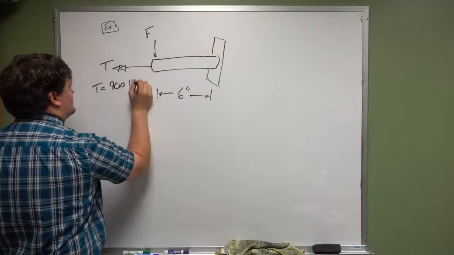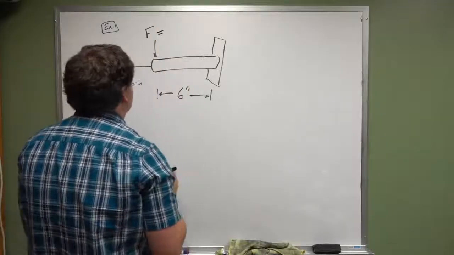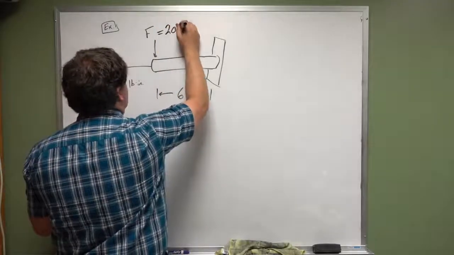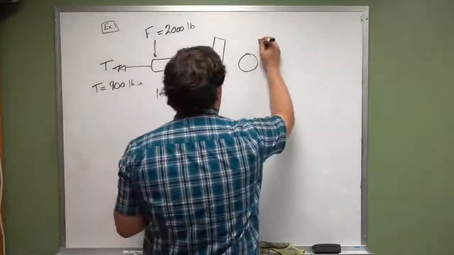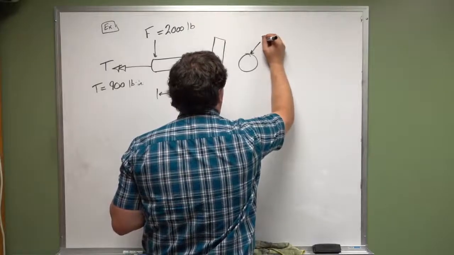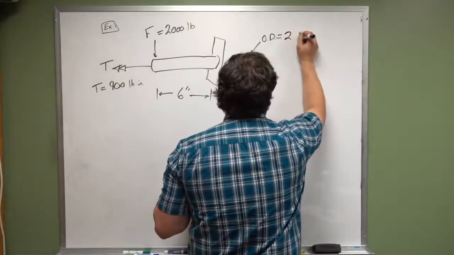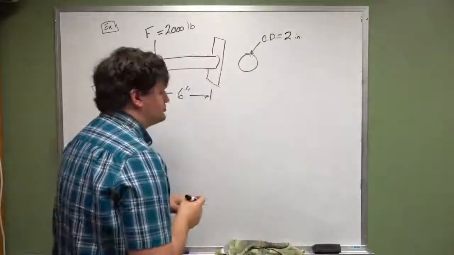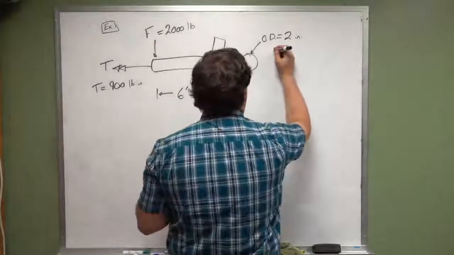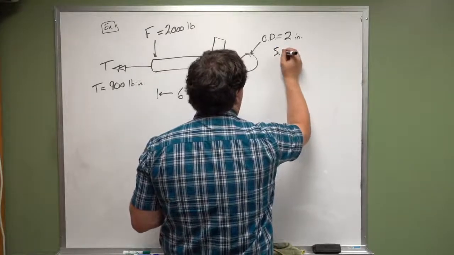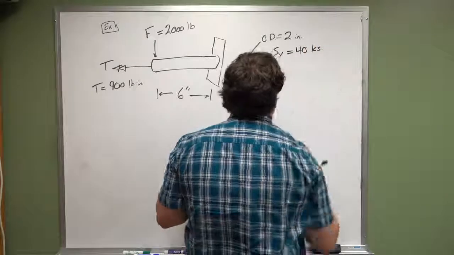900 pound-inches. We're going to say that F is equal to 2,000 pounds. We'll say that the circular cross-section shape is a solid circle with a diameter equal to 2 inches. Okay, and then we'll also say that this has a yield strength that is equal to 40 KSI.